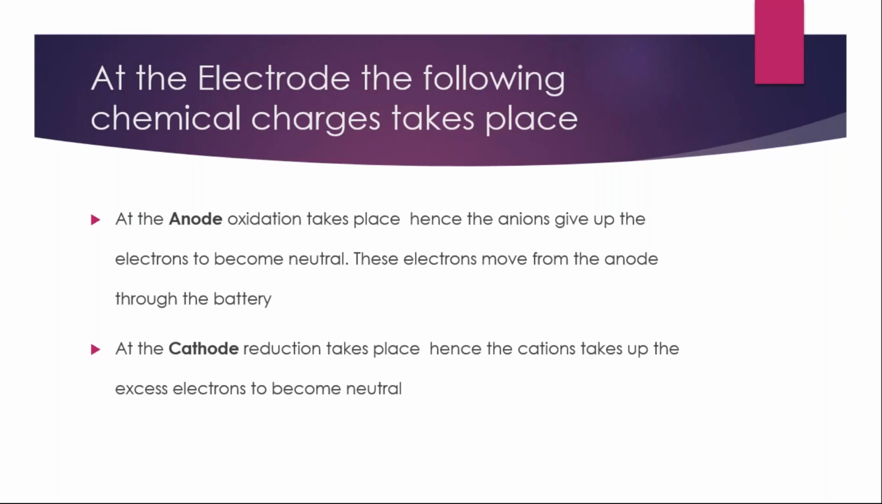So at the anode, oxidation takes place by giving up the extra electrons that they have to become neutral. And these extra electrons move from the anode through the battery. And then it gets to the cathode where reduction takes place. And the cations at the cathode take up these excess electrons that were released to also become neutral, because they need some amount of electrons to become neutral. So that's why they are gaining. While the anode has excess, they have to give it up. So these are the two things that happen as far as the electrode is concerned.